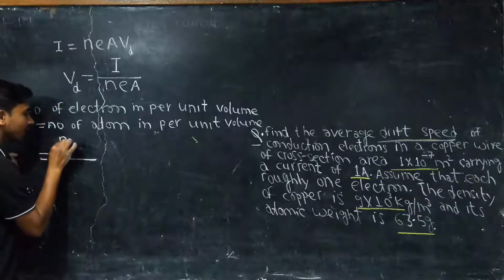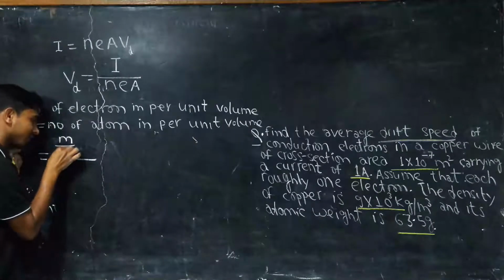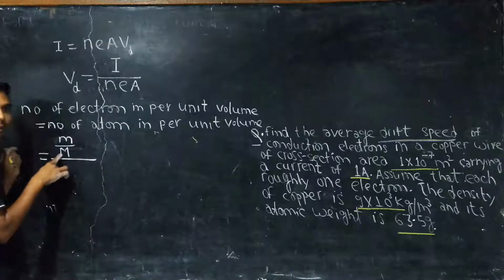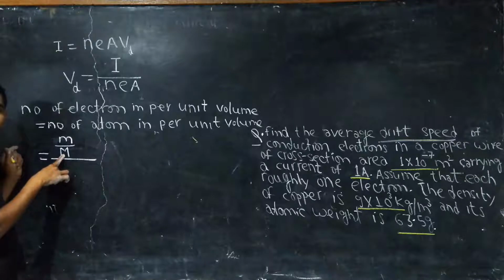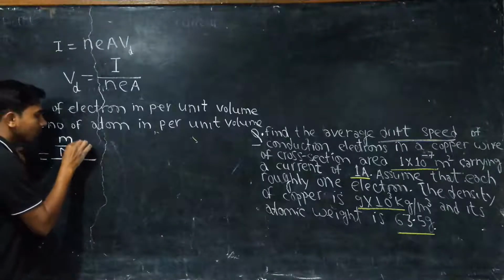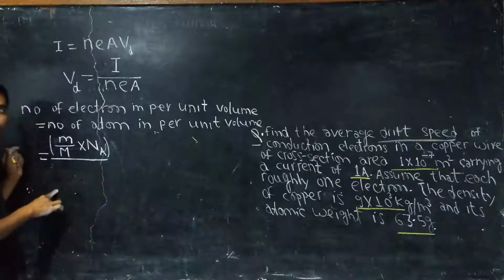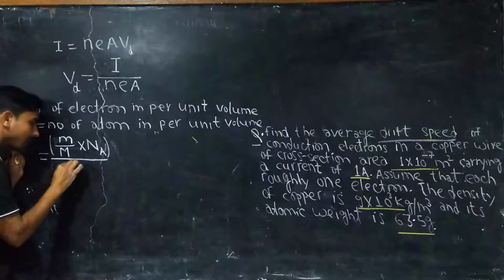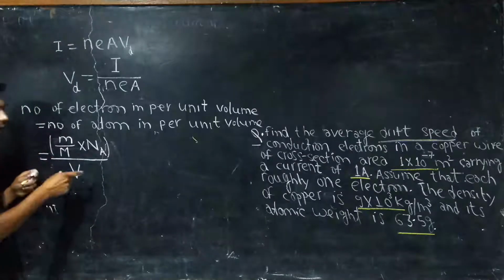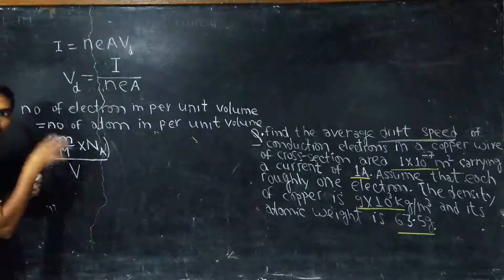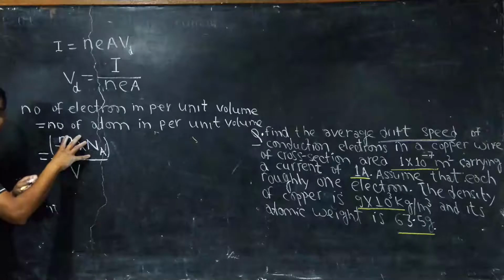Suppose M is the mass of copper, and suppose capital M is the molecular weight of copper. So mass divided by molecular weight will give what? Mole, right? And mole multiplied by Avogadro number, you will get the number of atoms. And if you divide the number of atoms by volume, you will get the number of atoms per unit volume, right?